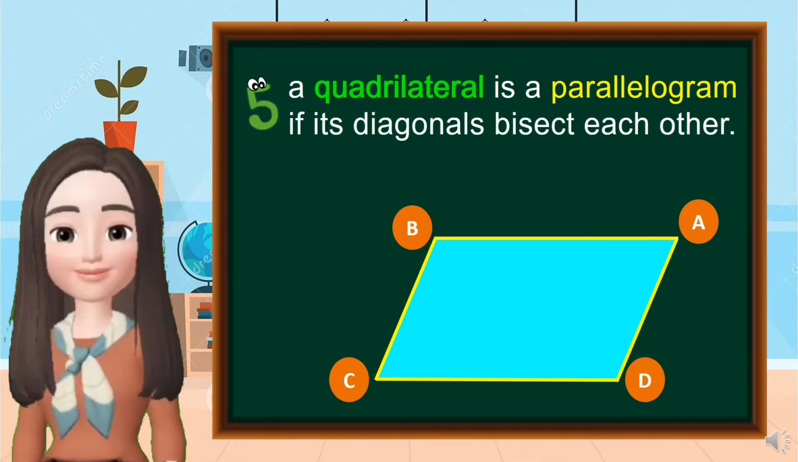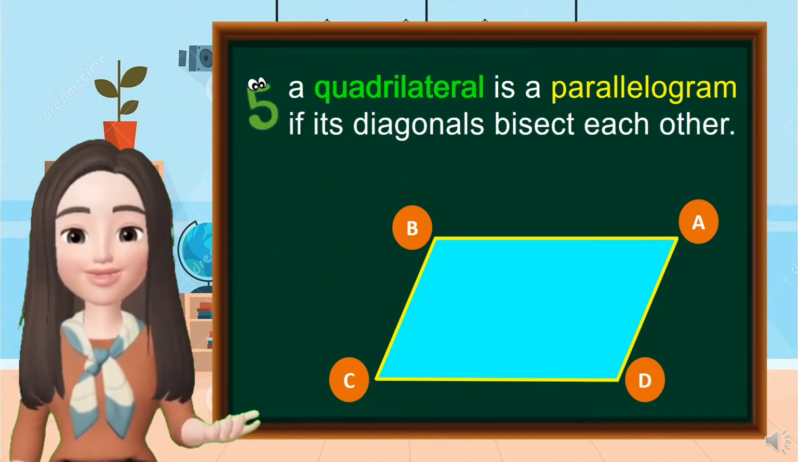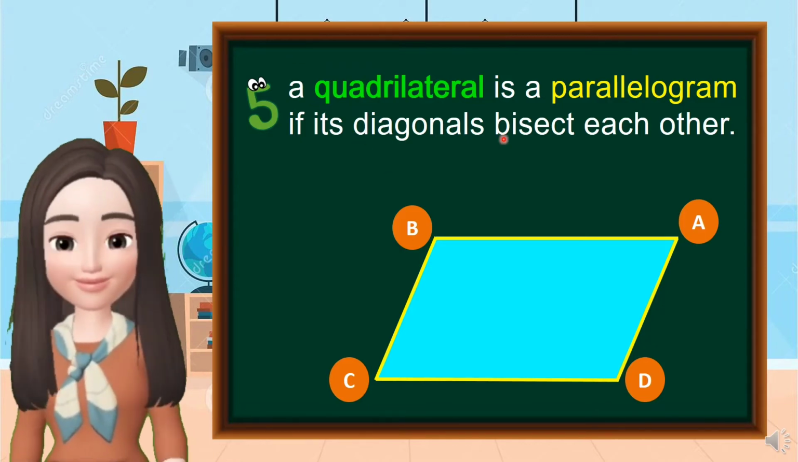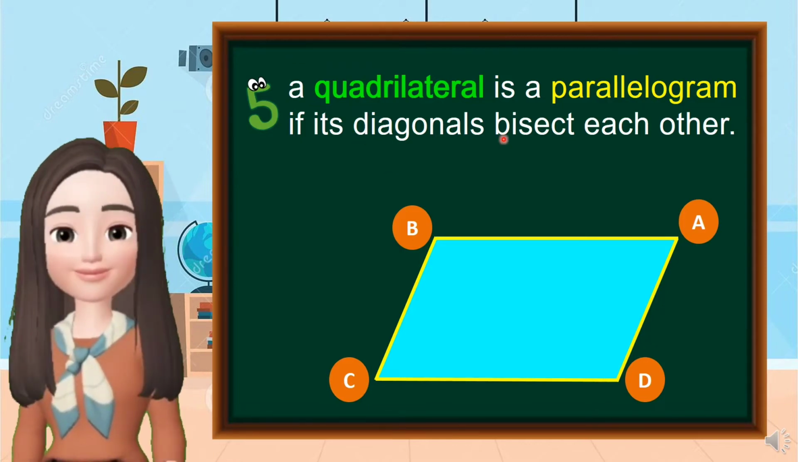Another condition is that a quadrilateral is a parallelogram if its diagonals bisect each other. So, again, a quadrilateral is said to be a parallelogram if its diagonals bisect each other. So, isa-isahin natin yung bawat terms. First, yung diagonals. Ano ba yung ibig sabihin natin ng diagonals? Or alin ba dito yung diagonals?